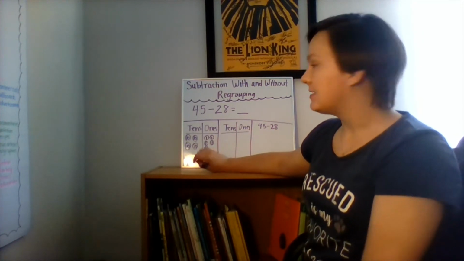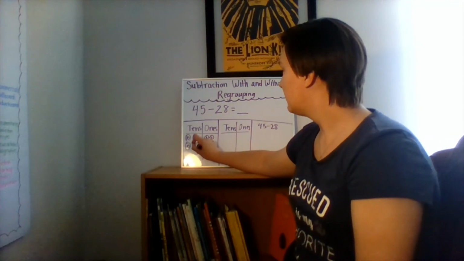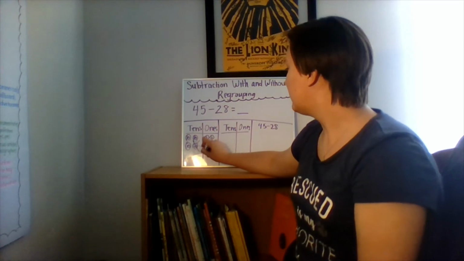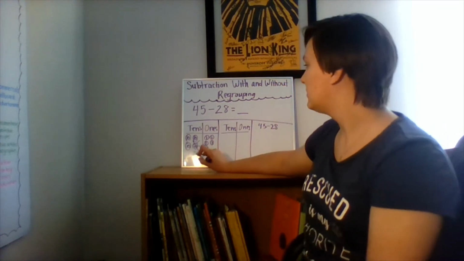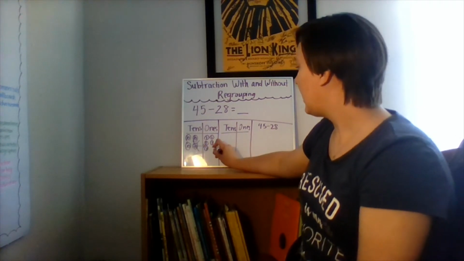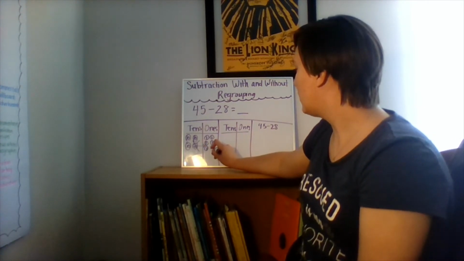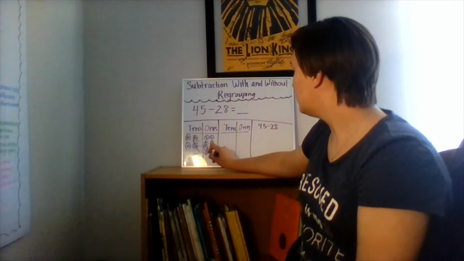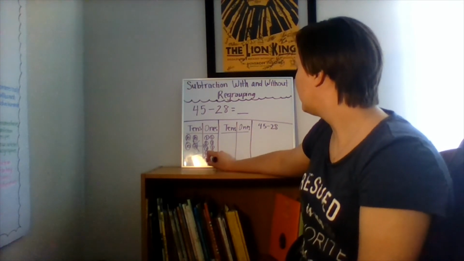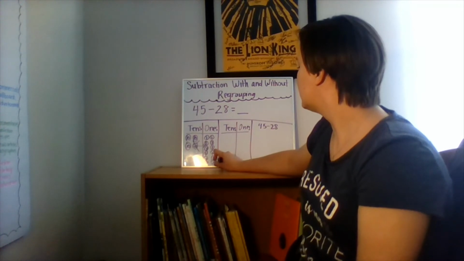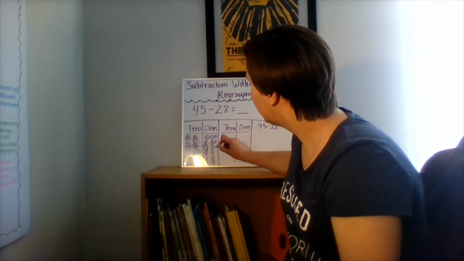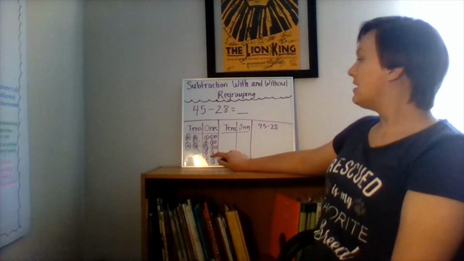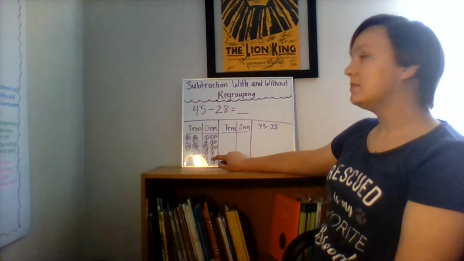What that means is I'm going to take one of these tens and move it over here, and I'm going to convert it, or change it, into ones. So take that 10 and then give yourself 10 ones. 1, 2, 3, 4, 5, 6, 7, 8, 9, 10. Now, do I have enough ones to take 8 away?